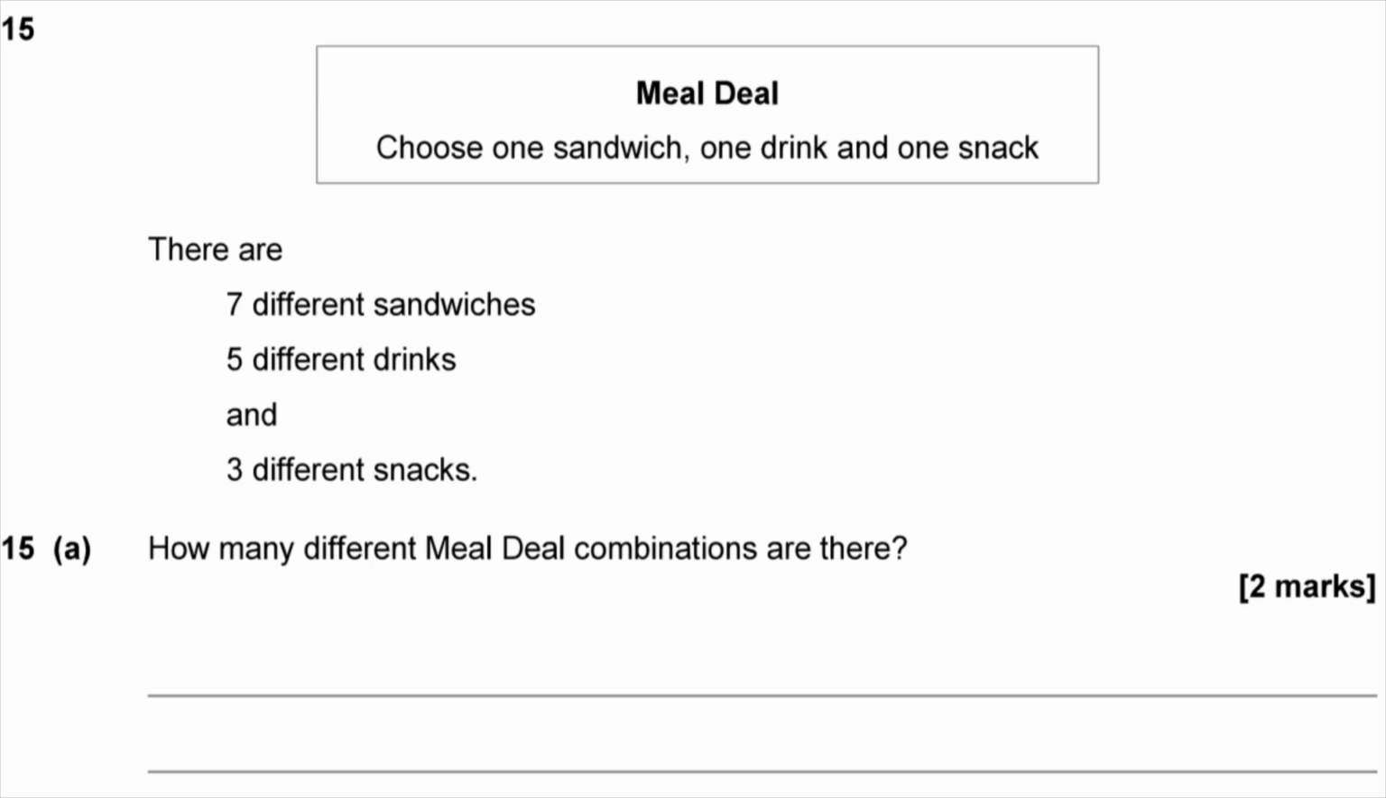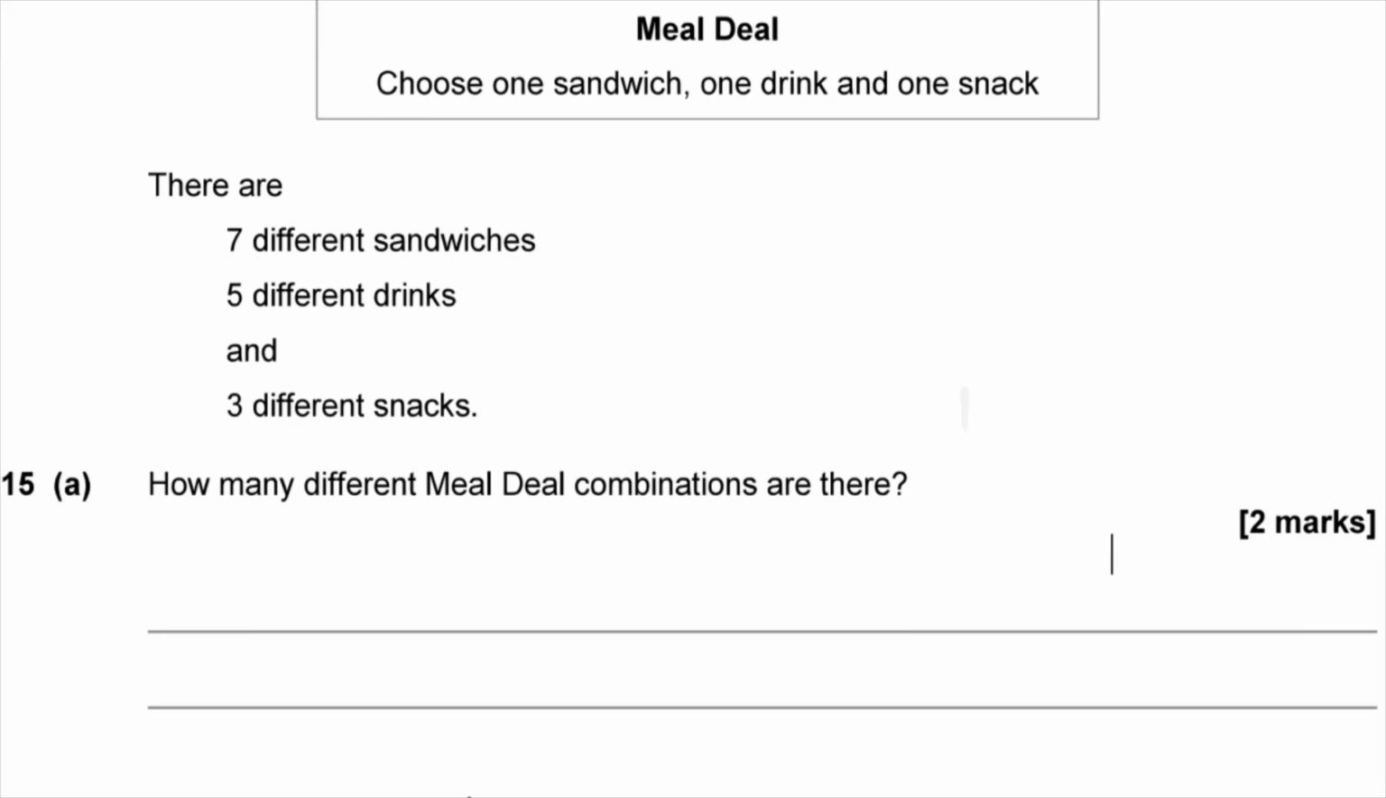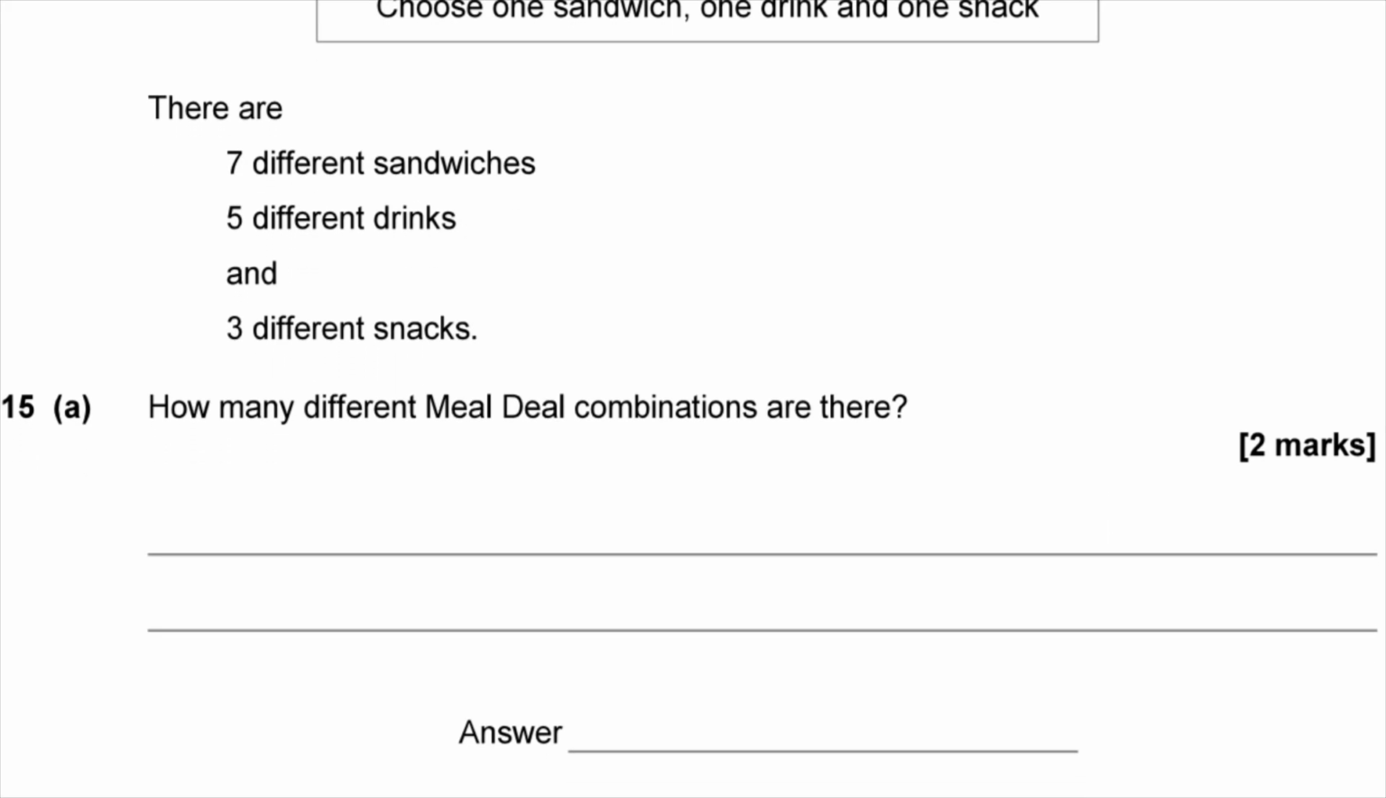Question 15. A meal deal is choose one sandwich, one drink and one snack, and there are 7 different sandwiches, 5 different drinks and 3 different snacks. How many different meal deal combinations are there? Well, you can work out the total number of combinations by taking the number of sandwiches and multiplying it by the number of choices of drinks and multiplying that by the number of choices of snacks. So 5 times 3 times 7. 7 5s are, what's that, 35, times 3, 105. So it's going to be 105 different combinations.